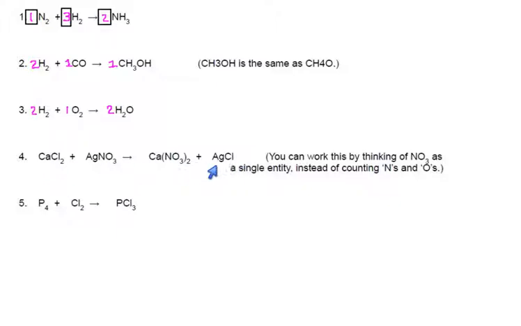Okay, now they go a bit horrible on us. Good news with these, when you have a polyatomic ion, you can think of it as a single unit. You don't necessarily have to count N's and O's when you're doing an ion like this.